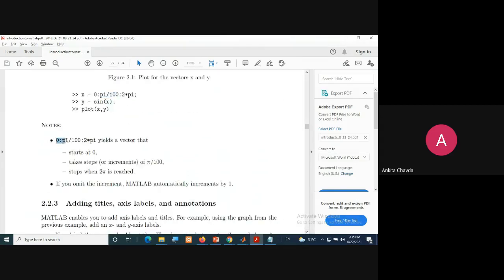So here 0 to 2 pi, the steps or increments are pi by 100 that you have here. If you increment, it automatically considers a normal graph.